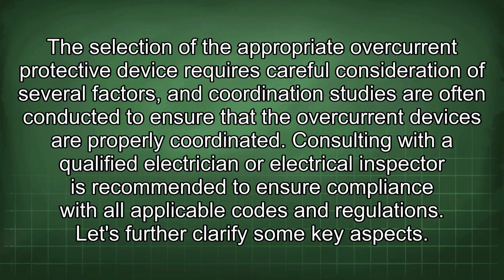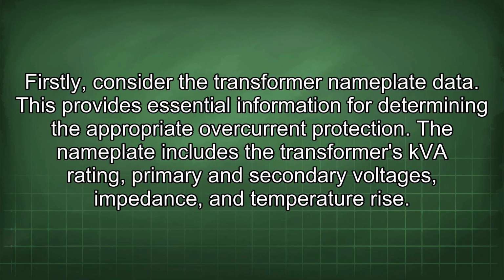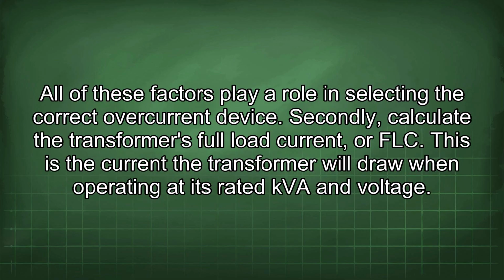Let's further clarify some key aspects. Firstly, consider the transformer nameplate data. This provides essential information for determining the appropriate overcurrent protection. The nameplate includes the transformer's kVA rating, primary and secondary voltages, impedance, and temperature rise. All of these factors play a role in selecting the correct overcurrent device.